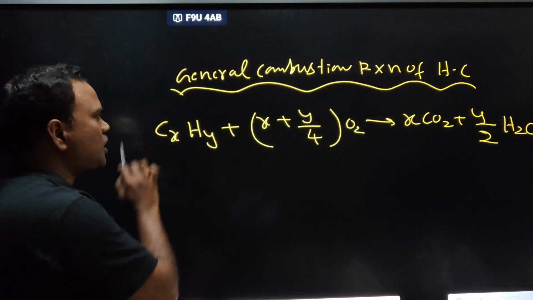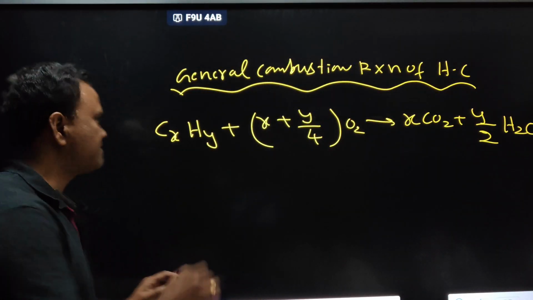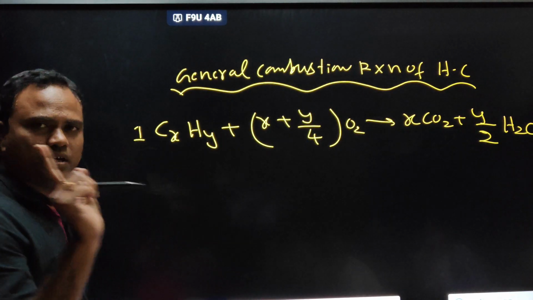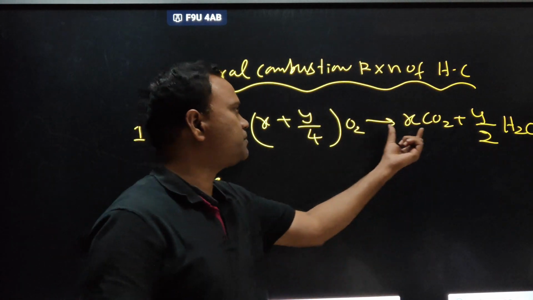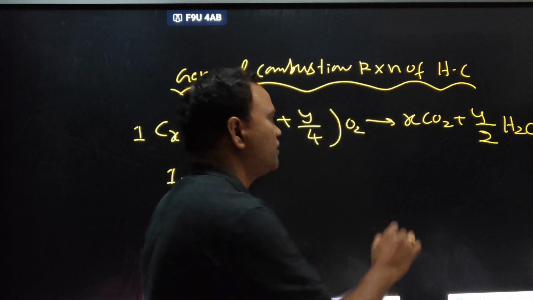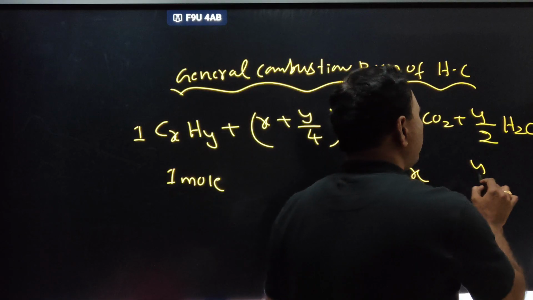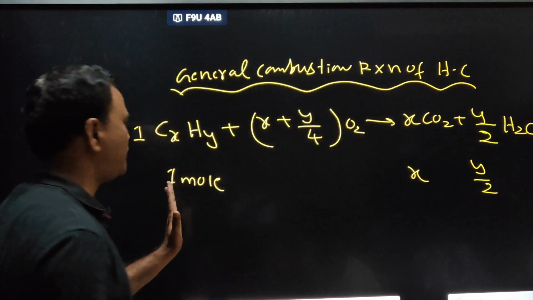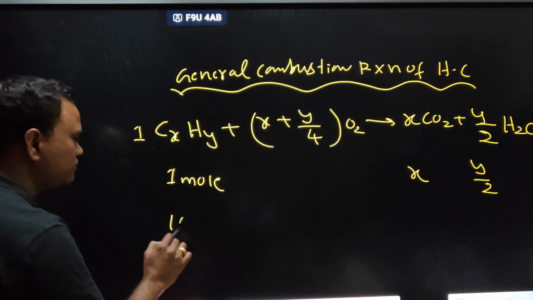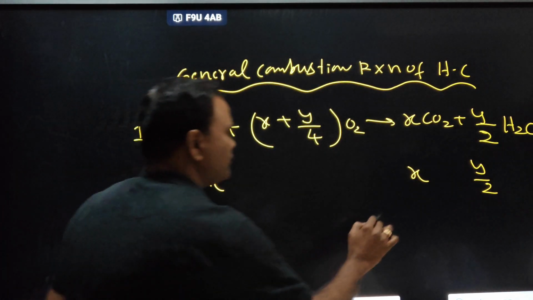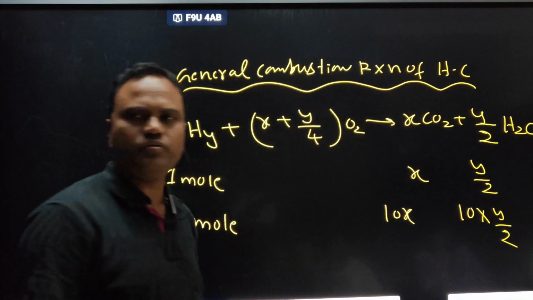This is how many moles? Hydrocarbon is how many moles? In front of CXHY, 1 is present. So this is 1 mole. 1 mole of hydrocarbon upon combustion is producing how many moles of CO2? X moles of CO2. And how many moles of water? Y by 2 moles of water. For 1 mole, X mole, Y by 2 mole. For 10 moles, 10x, and 10 into Y by 2 mole.